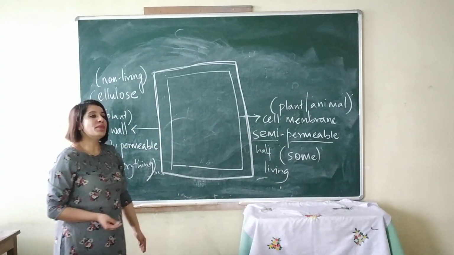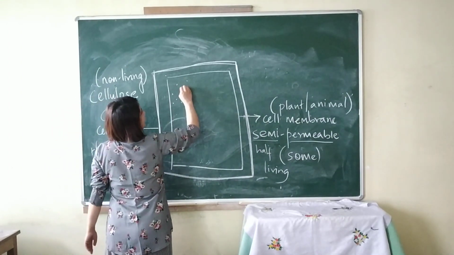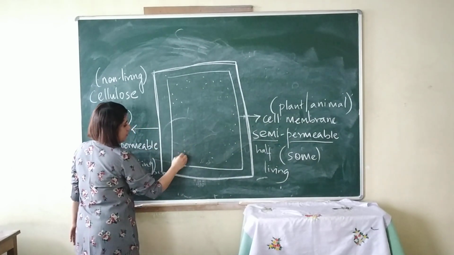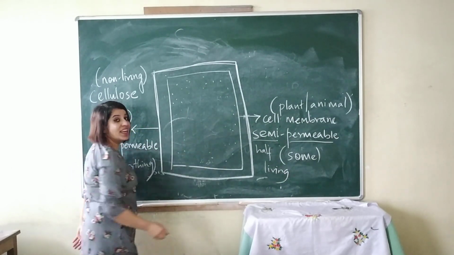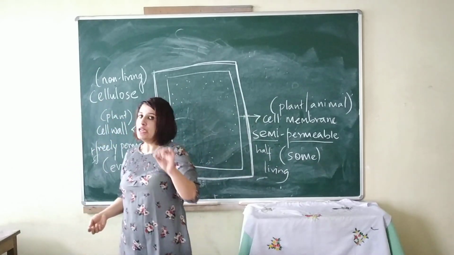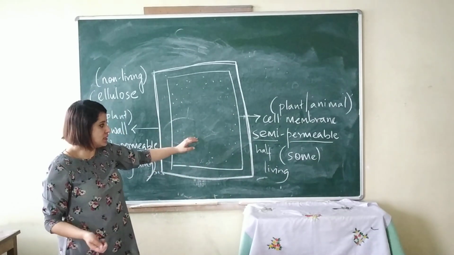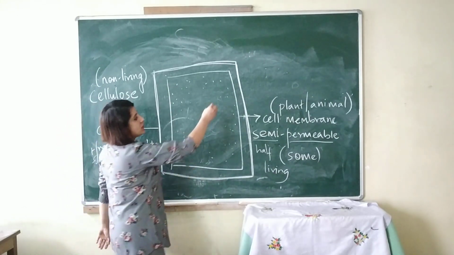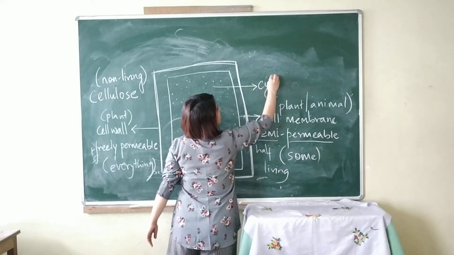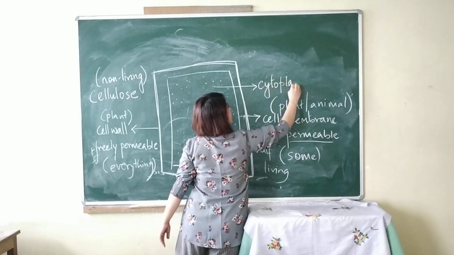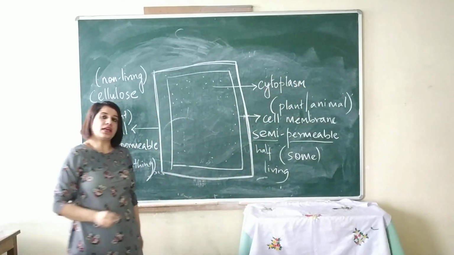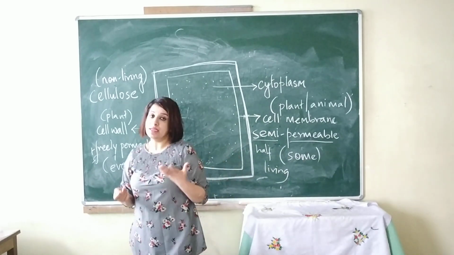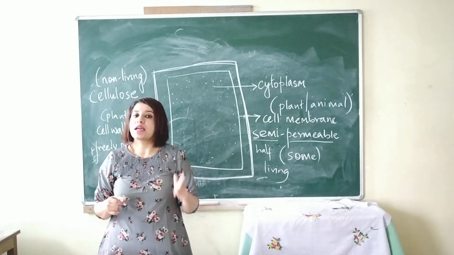Now, inside the cell membrane, we find a jelly-like substance. Now everyone has eaten jelly. So we find a jelly-like substance inside the cell membrane. It is filled with this jelly-like substance. It is called cytoplasm. Now, inside of the cell, we have already done that the cell is the structural and functional unit of life.